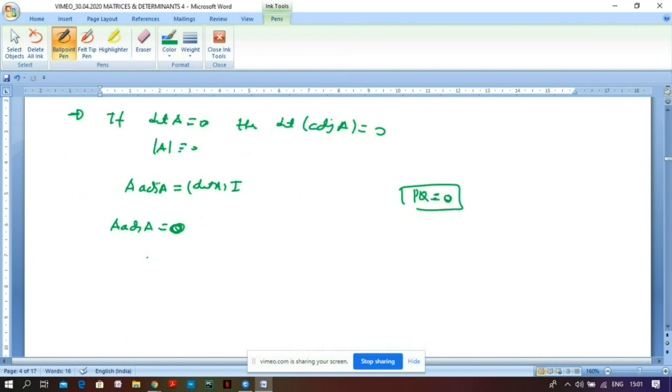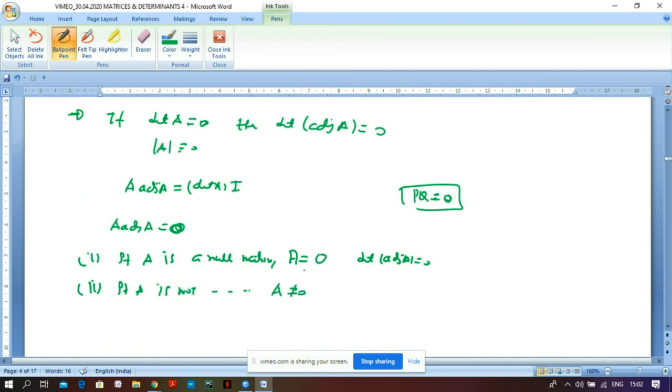So let's say that A adjoint A is 0, and let's make an assumption on whether A is a null matrix or A is not a null matrix. If A is a null matrix, that is A itself is 0, then obviously det of A is anyway 0. And then adjoint A is also 0, so det of adjoint A will be 0. So the really important case is if A is not a null matrix, that is A is not 0. Then what can we say?